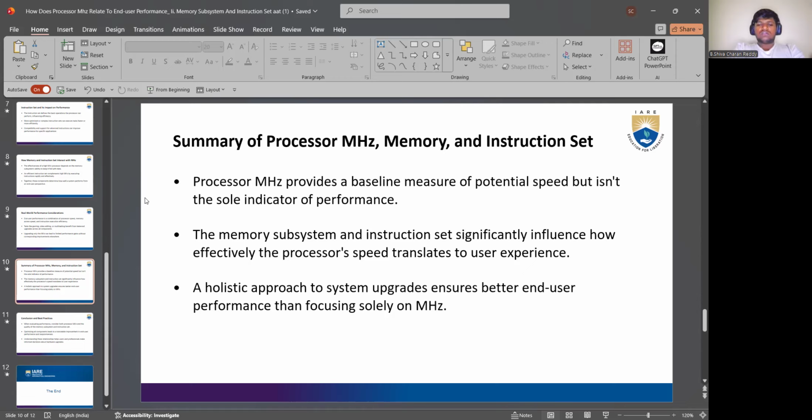A holistic approach to system upgrades ensures better end user performance than solely focusing on megahertz. So system upgrades optimize our PC to better handle the instruction sets and memory subsystems, and utilize them with the processor megahertz, which will provide a better user experience than solely focusing on megahertz.